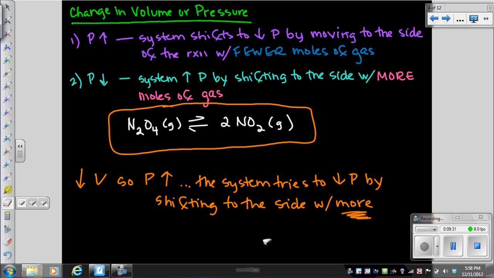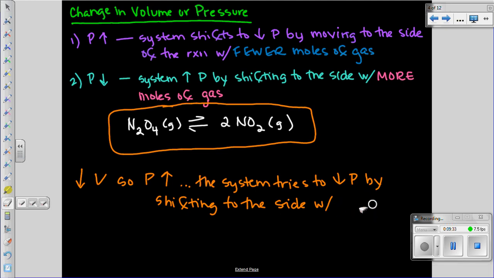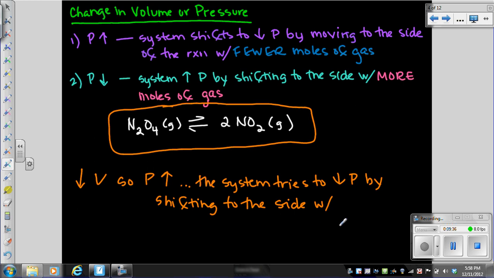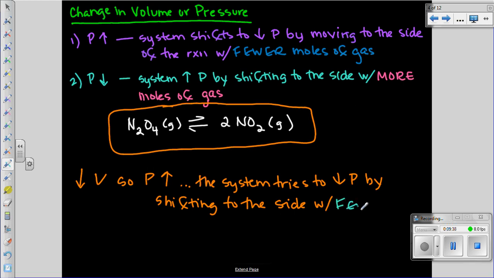Wait, I said that backwards. Hope you guys caught that. We're trying to decrease pressure, so we're going to shift to the side with fewer moles of gas. In this situation, I have a coefficient of 1 here and a coefficient of 2 here, so it's going to shift left. That would mean that our concentration or pressure of dinitrogen tetroxide would increase.